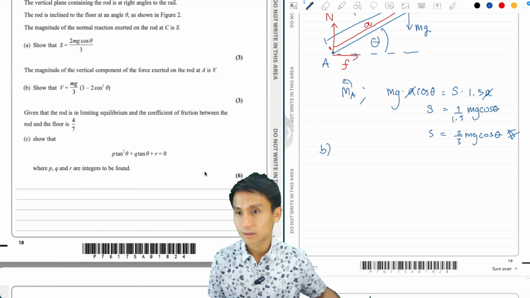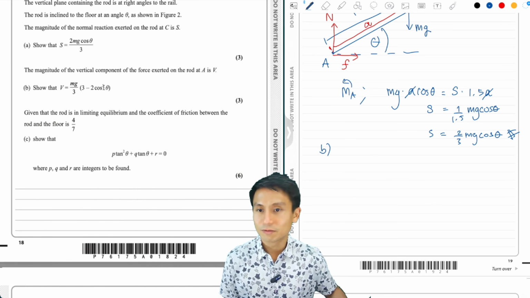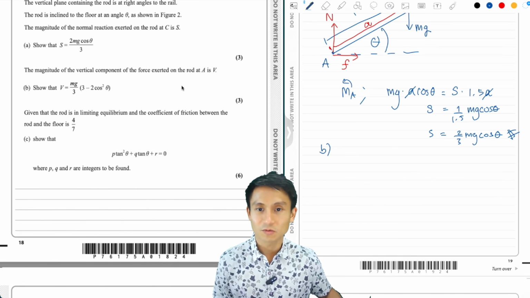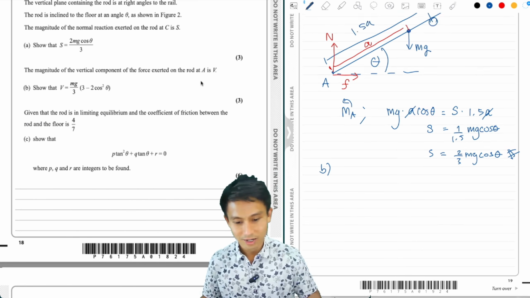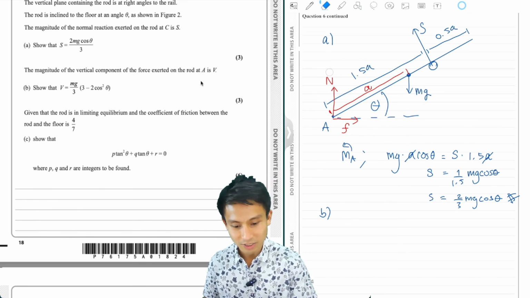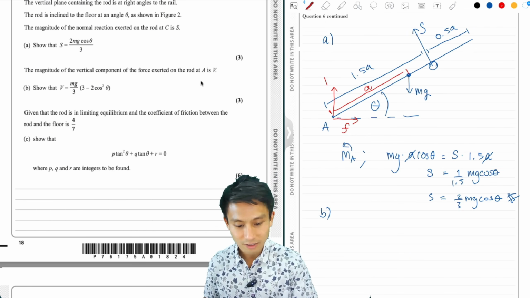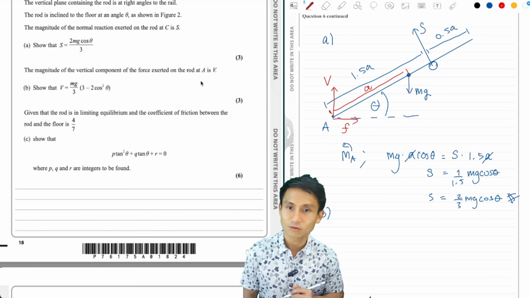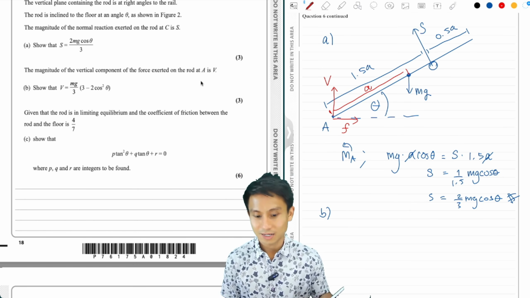Part B. The magnitude of the vertical component of the force exerted on the rod at A is V. Okay, so it wasn't N then. I just have to change the letter here to V, right? Vertical component of the force exerted on the rod at A. A is the ground here.